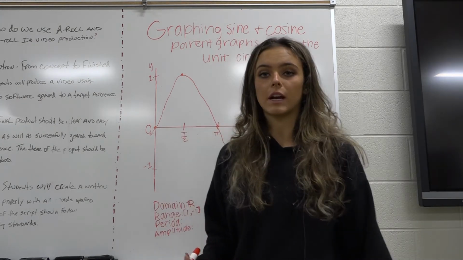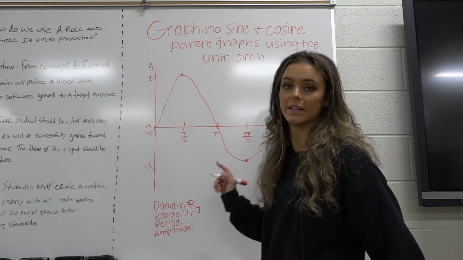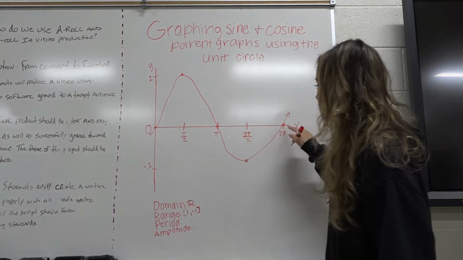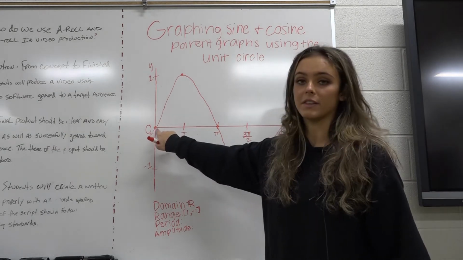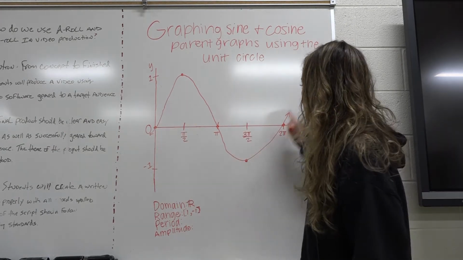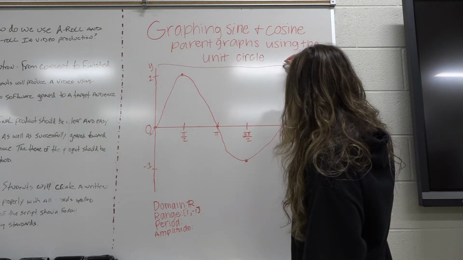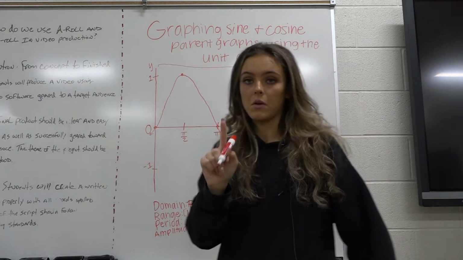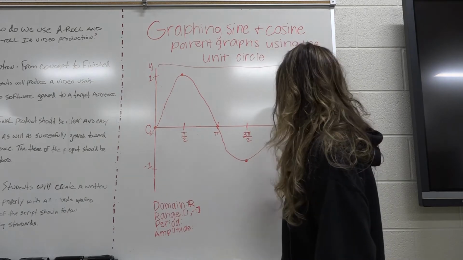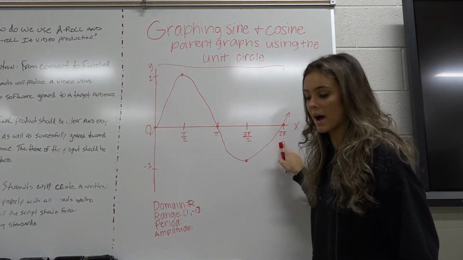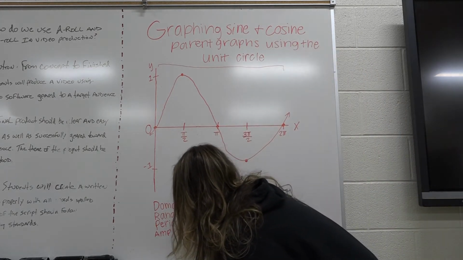The period of a sine graph is basically how long it takes to repeat itself. So as you see, right here and right here, they're at the same spot and it's going up. So from right here to all the way to right here, that is 1 period. So how much is that? 2 pi. So that's what our period is.